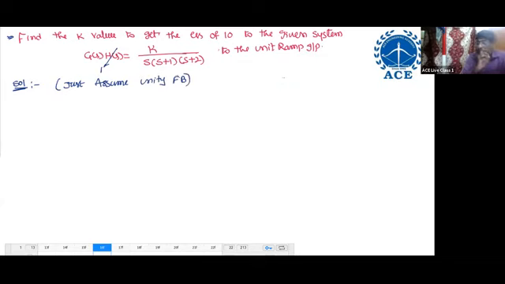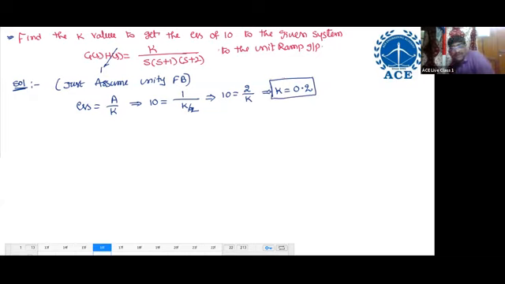So what do you want? What is the steady state error for unit ramp? A by K. What is the error given? 10. So A is 1. What is K? K by 2, numerator constant by denominator constant. That means 10 equal to 2 by K. K equal to what? 2 by 10. That means K equal to 0.2. That is the answer.